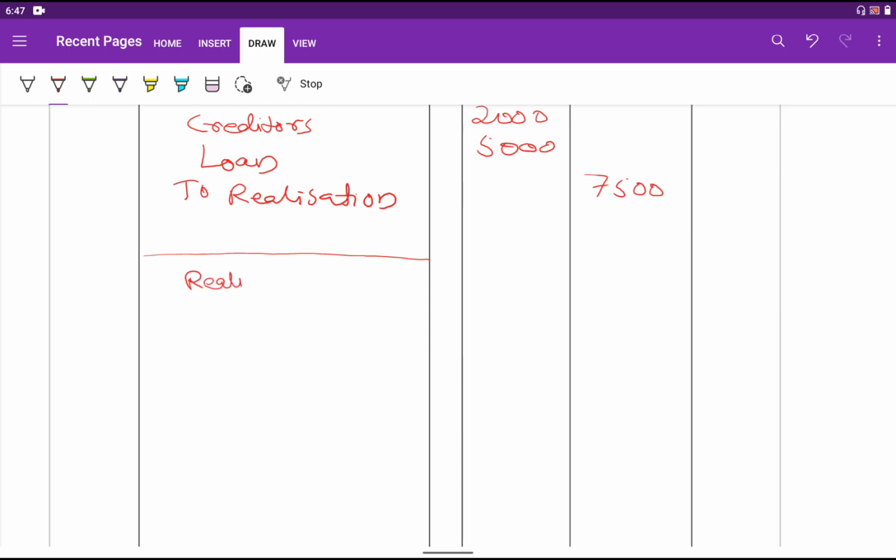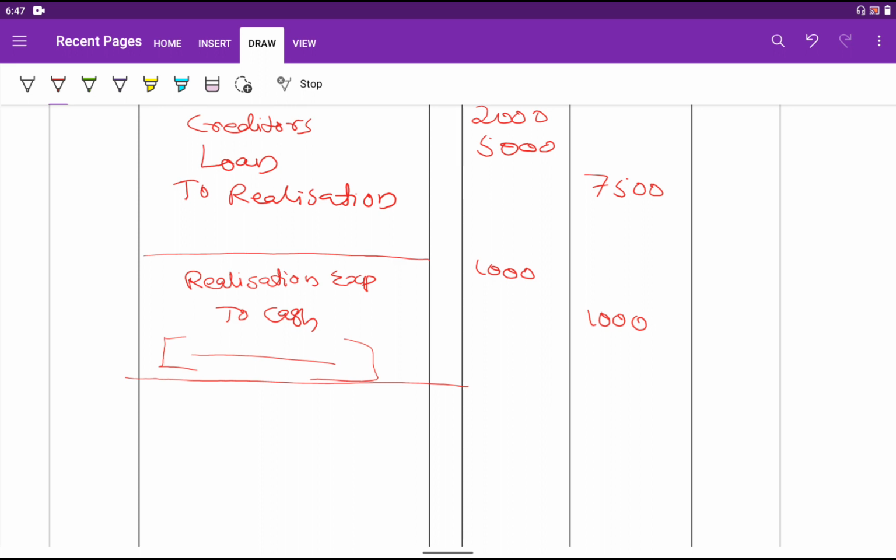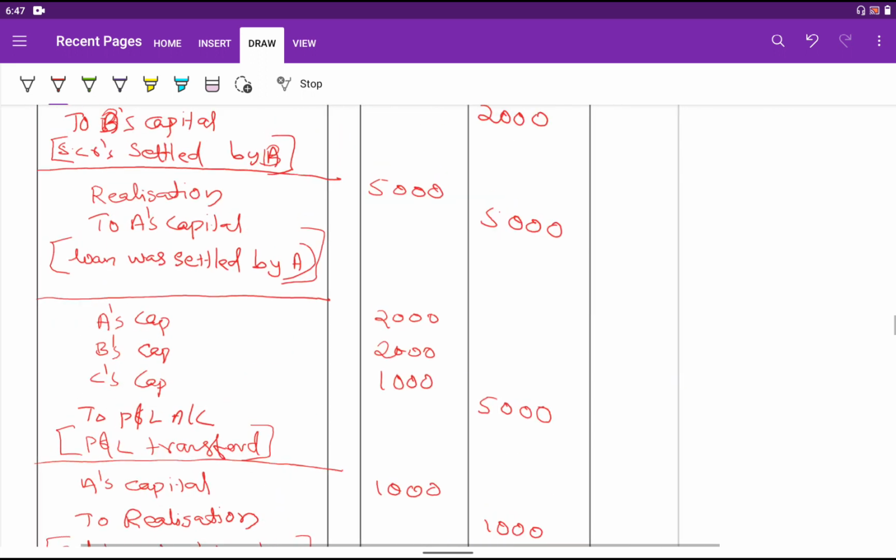Realization expense to cash, 1000. Okay, that means realization amount paid, that you can write as narration. Okay, now we will go to what? We will go to what?